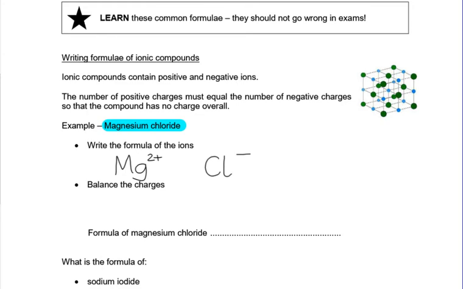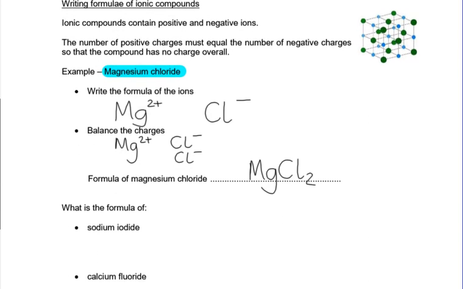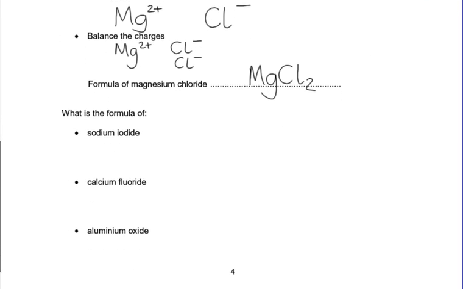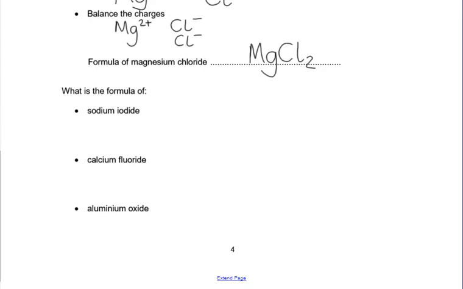Now you balance the charges. There needs to be the same amount of positives as there are negative. So to do that, we've got 2 pluses, we're going to need 2 minuses. So we'll need 2 chloride ions to balance a magnesium. We're going to have MgCl2. And that 2 comes down there as a subscript, 2 chloride ions. So pause the video and see if you can work out the formulas of each of these 3 ionic compounds.